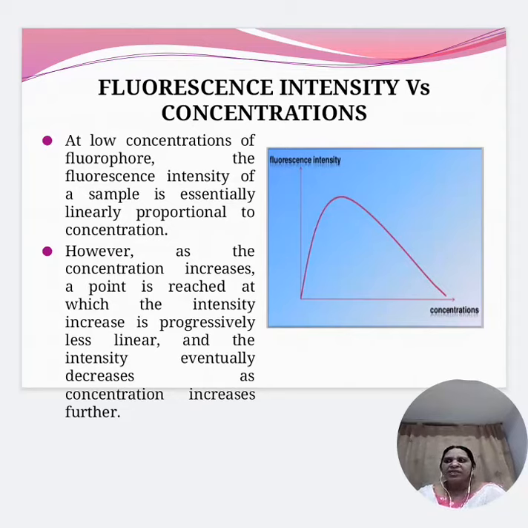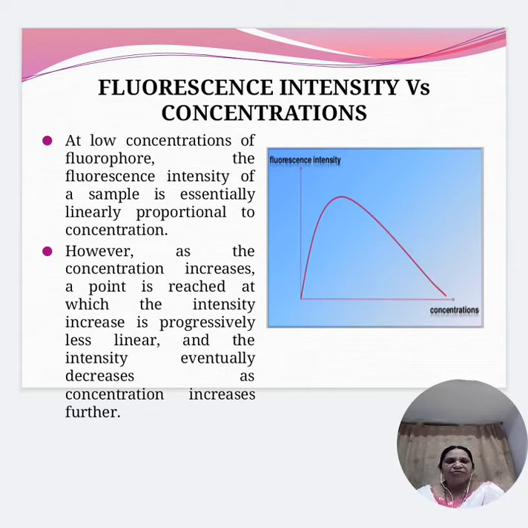So, fluorescence intensity versus concentration. When we plot a graph taking concentration on the x-axis and fluorescent intensity on the y-axis, we get a graph as shown in the figure. At lower concentrations of the fluorophore, the fluorescence intensity of the sample is essentially linearly proportional to concentration. Up to a certain level it is increasing linearly. After reaching a peak level, it begins to decrease. So, as the concentration increases, a point is reached at which the intensity increase is progressively less linear, and the intensity eventually decreases as concentration increases further.